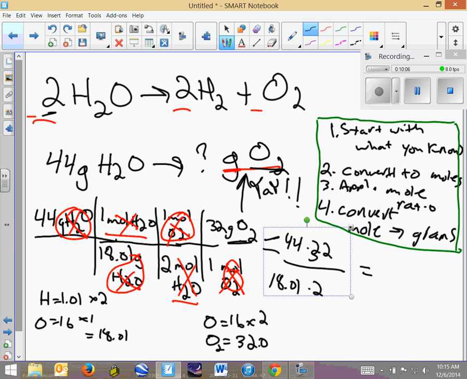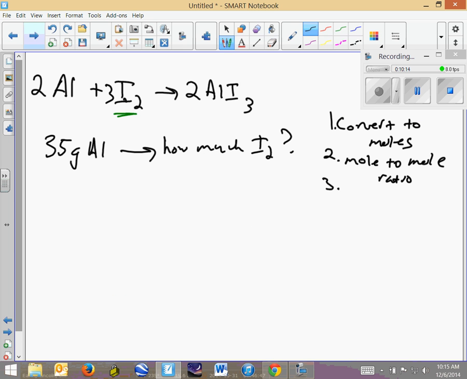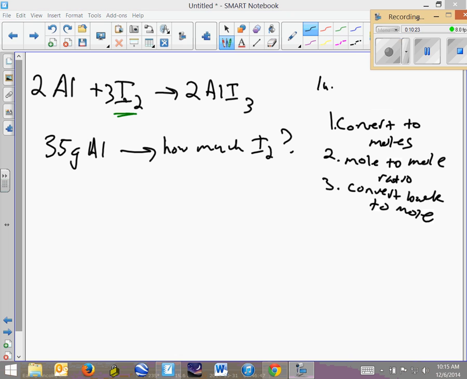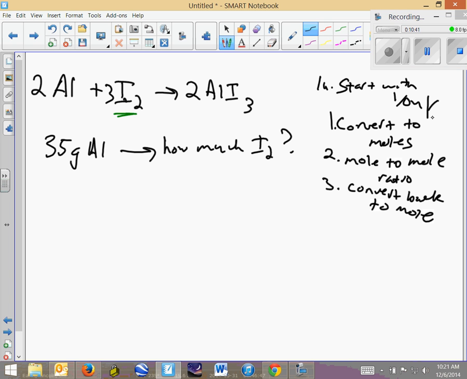Am I skipping a step here? Convert to moles. No, start with what you know. I put that first. Okay, same deal. Starting with what you know, mole to mole ratio, and then convert back to moles. Okay, I left out like 1A, I guess, which we'll call start with what you know. Okay, we're just going to pick this up. That was 1A. Start with what you know. I had a little interruption, sorry.